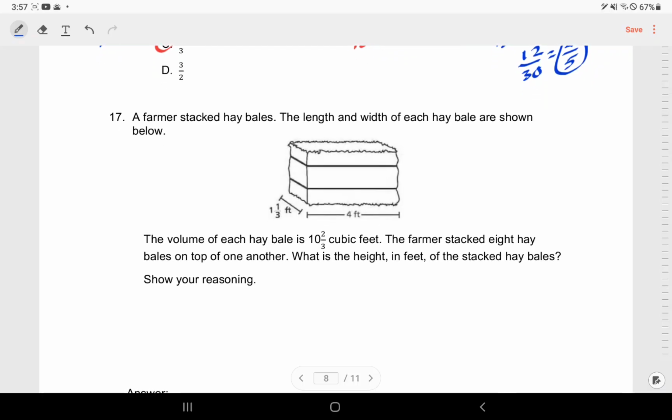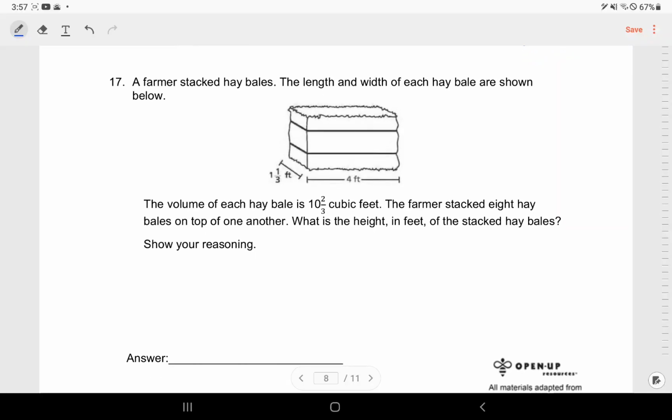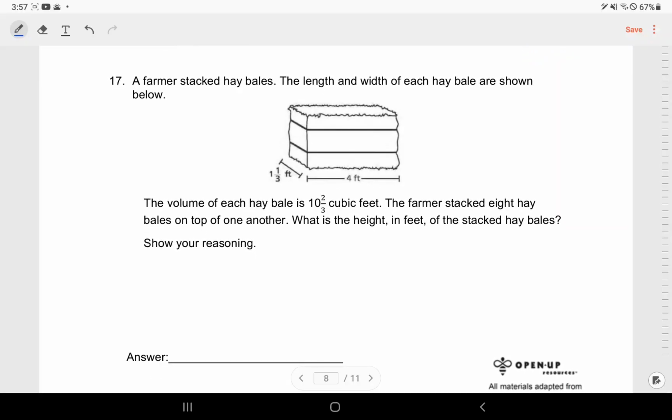All right, so last question. A farmer stacks hay bales. The length and the width of the hay bale are shown. The volume of each hay bale is 10 2/3 cubic feet. The farmer stacked 8 hay bales on top of each other. What is the height in feet of the stacked hay bales?